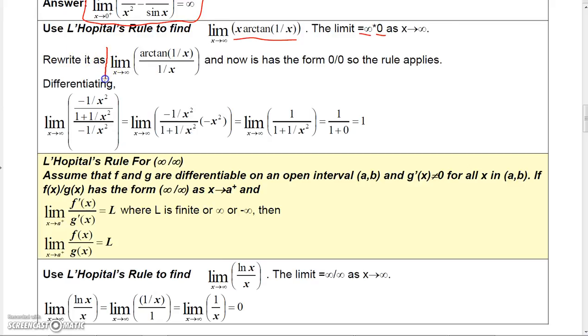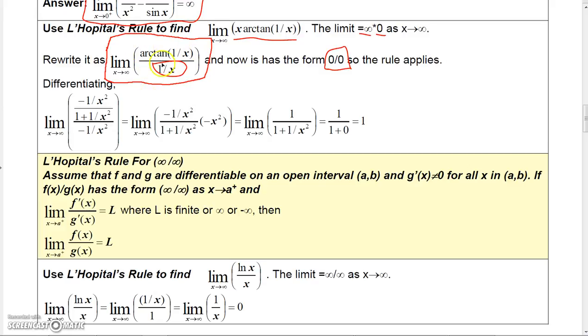So what we can do to make infinity times 0 be of the form 0 over 0, all I have to do is, instead of writing it as x times arctan, write it as arctan divided by 1 over x. That's the same thing as x times arctan, but by writing it this way, as x goes to infinity, I can see that 1 over x will go to 0. So the denominator is 0, and we already know that arctan of 1 over x is 0 as x approaches infinity. So that's 0 over 0, so the rule applies.